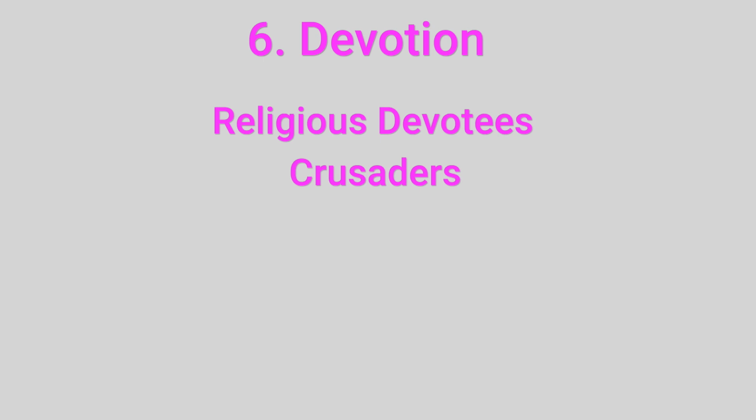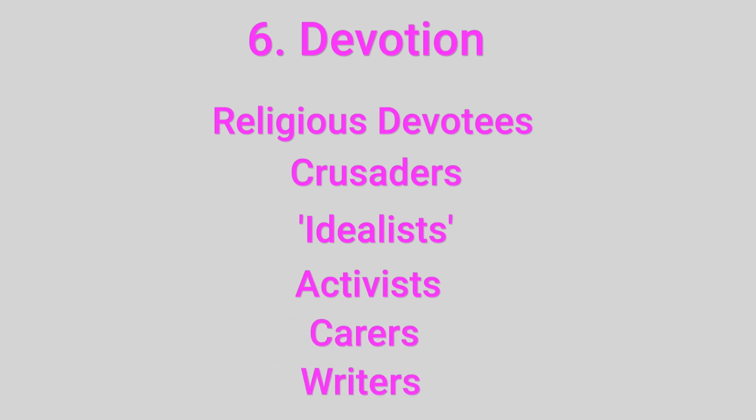So what are the occupational choices of the sixth ray type? Religious devotees would be the obvious choice. Crusaders would be another, literally and metaphorically. Idealists, if you could consider that a profession, along with activists. Others often found in this area are carers and writers.